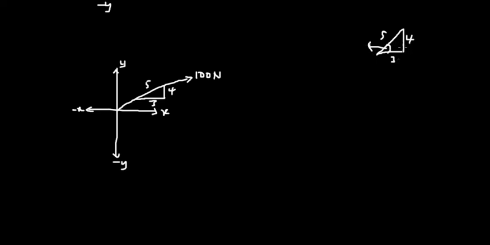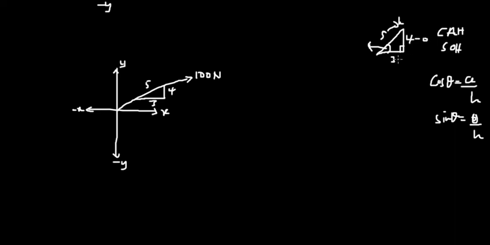Since the angle is over here, we have 90 degrees over here. So most definitely you can use CAH and SOH. When you take the cosine, we have cos theta equal to adjacent over hypotenuse, and sine theta equal to opposite over hypotenuse. Since the angle is over here, these are opposite, these are adjacent, and these are hypotenuse.